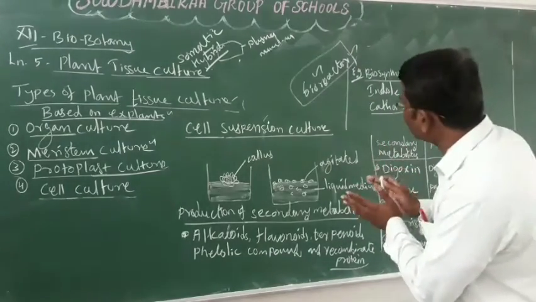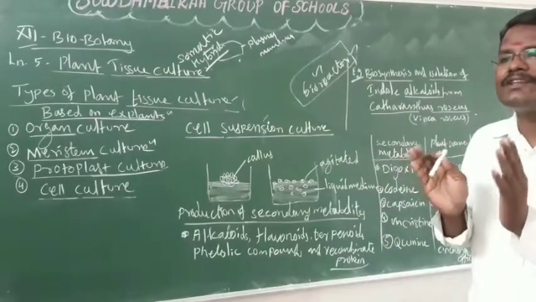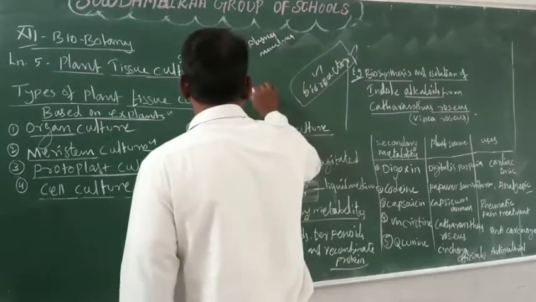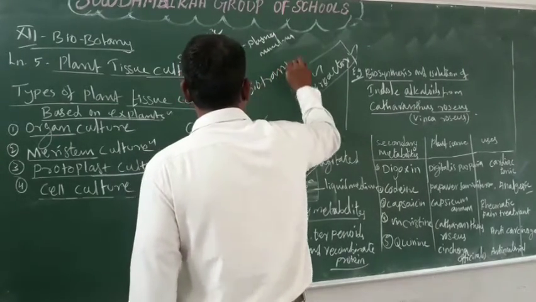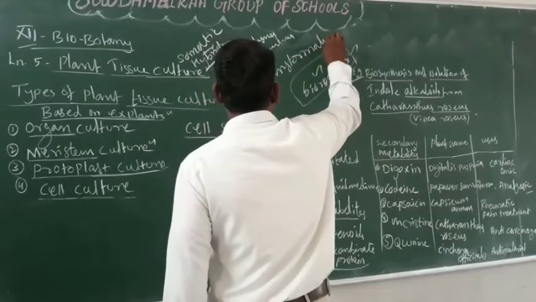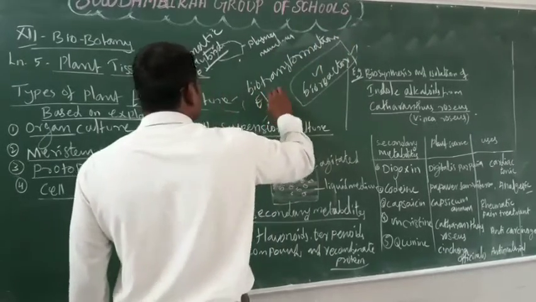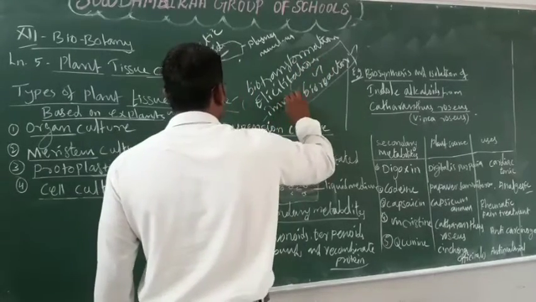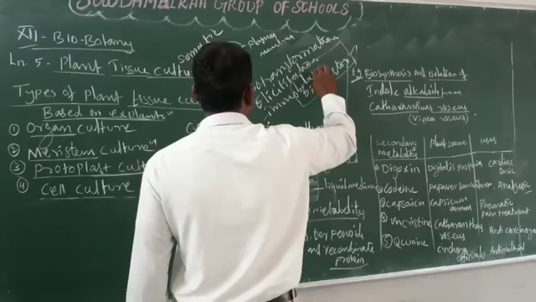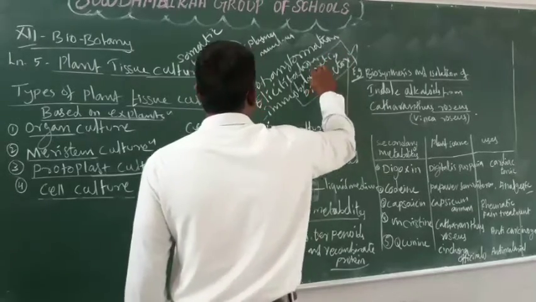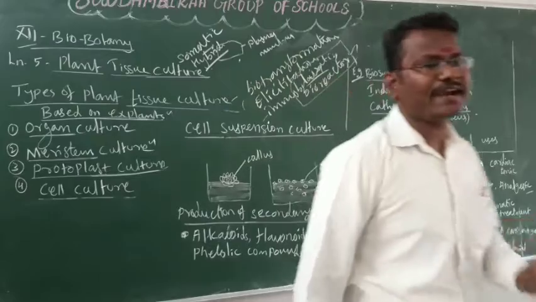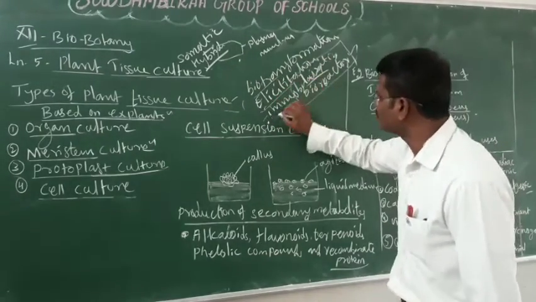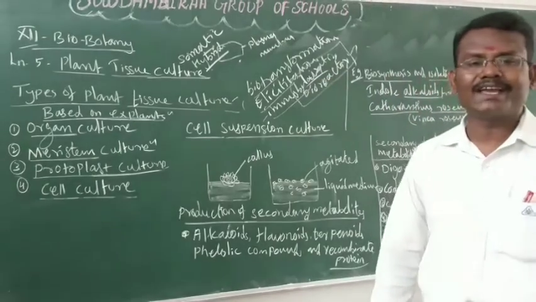To produce these secondary metabolites, there are many strategies. One is biotransformation, which is very, very important. Another one is elicitation. Another one is immobilization. These three strategies are very, very important: biotransformation, elicitation and immobilization of the secondary metabolism.